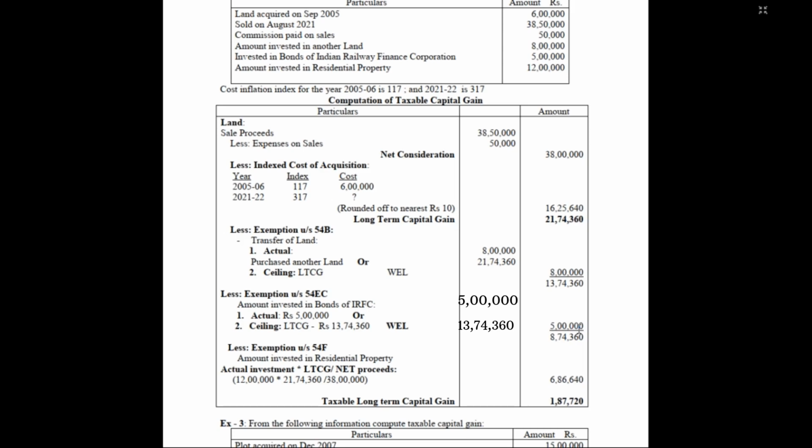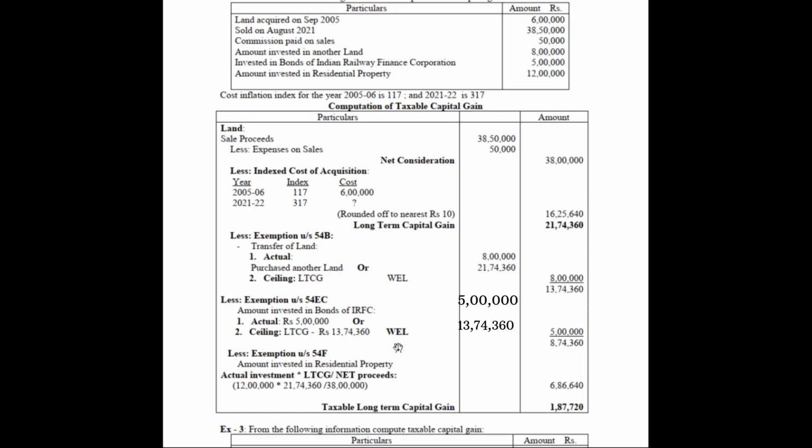First, less exemption under section 54B. Actual investment in the new land 8 lakh, or long-term capital gain 21,74,360, whichever is least, 8 lakh is exempted. Next, less exemption under section 54EC. Amount invested in the bonds of IRFC. Actual investment 5 lakh, but the capital gain is 13,74,360, whichever is least, 5 lakh is exempted.